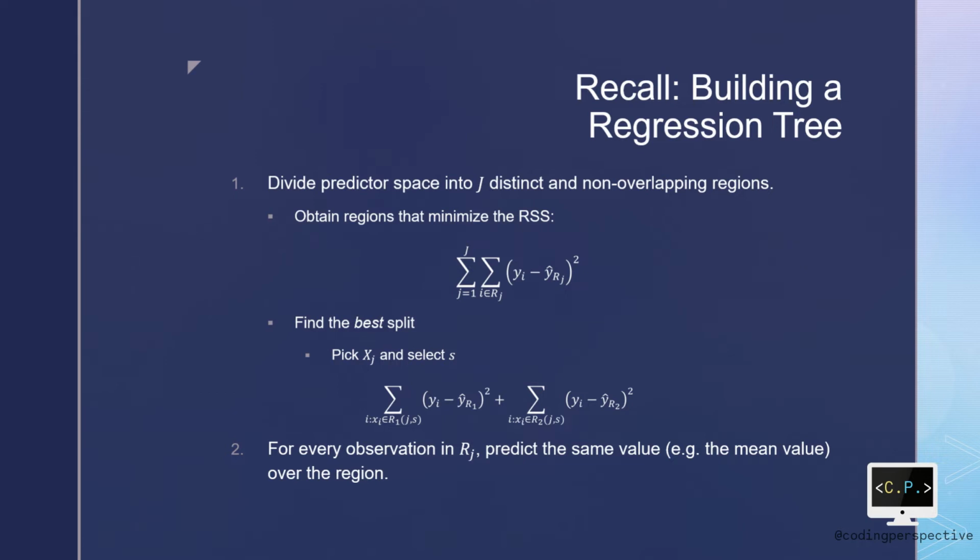We need to repeat this process iteratively so that we further minimize the RSS value. The process continues until a stopping criterion is reached. For example, we may continue until no region contains more than 5 observations. After the division, we use those regions for predicting the test observations.